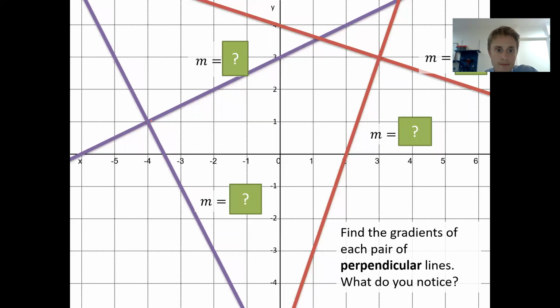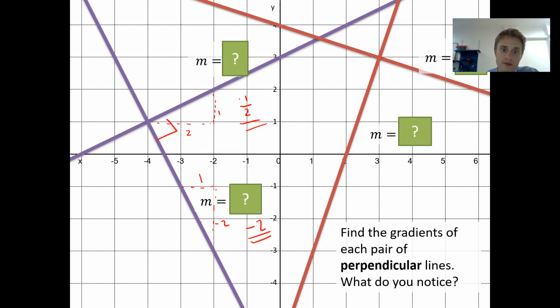Okay. If we work out these gradients here, and I'd encourage you to double check that you're happy with this. This is 2, this is 1. That's a gradient of a half. Let's do another one here. That's 1 to the right, minus 2. By definition, that is a gradient of minus 2.